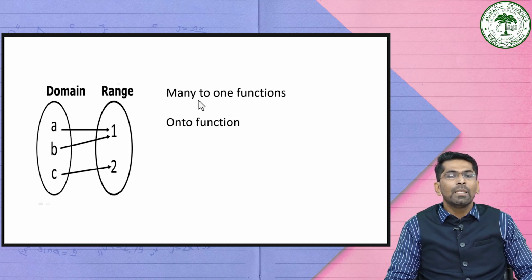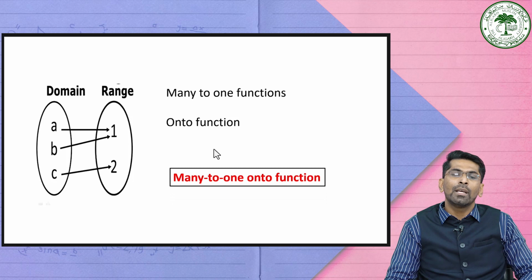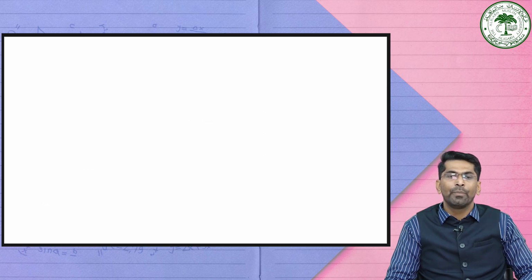Since we have the properties of a many-to-one function and an onto function, this type of function is generally known as a many-to-one onto function. So this is an example of a many-to-one onto function.